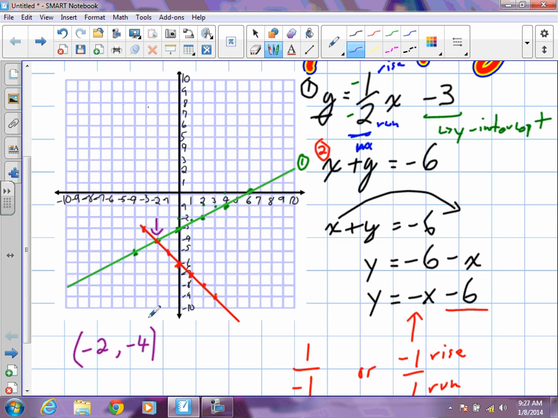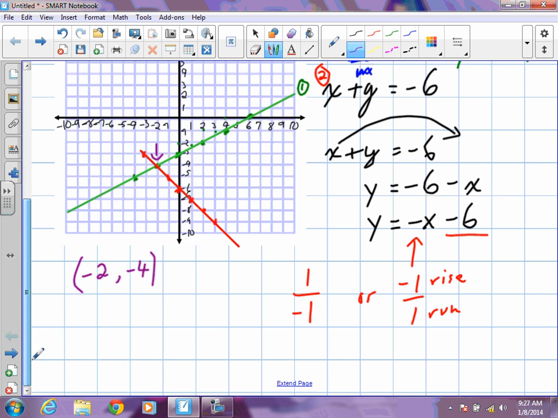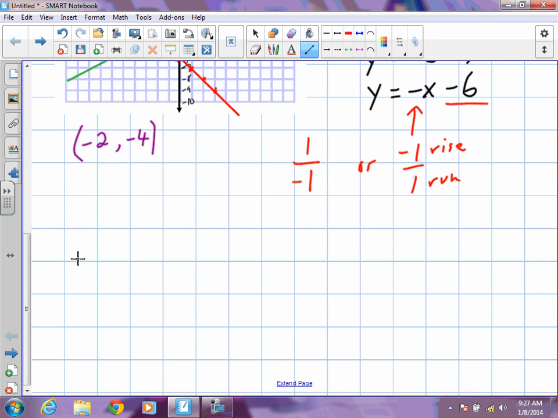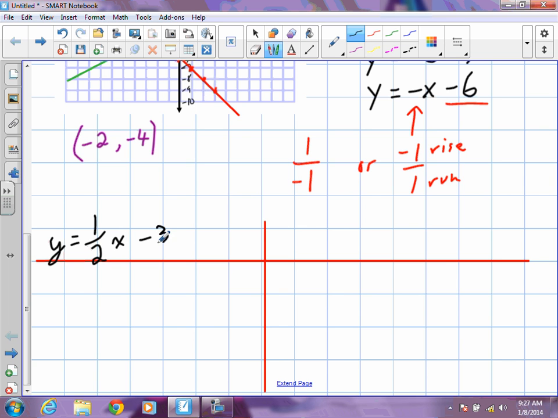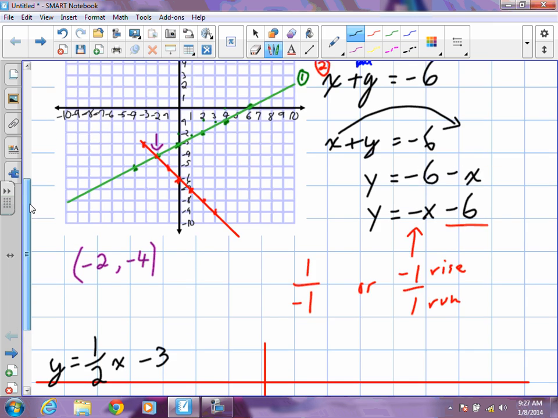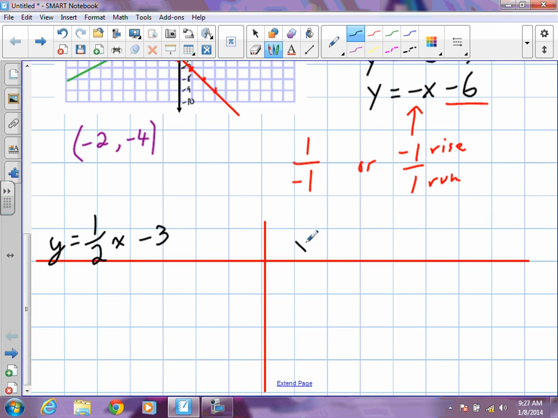Okay? To make sure this is true, we can plug this into both of the equations. And we just have to make sure that the left side equals the right side. So, I'm going to take both of the equations from above and rewrite them down here. And I'm going to split this in half. We're going to do it at the same time. The first equation read y was equal to 1/2 x minus 3. And the other equation, we'll even take the original equation, was x plus y equals negative 6.